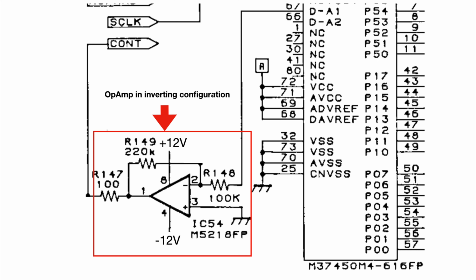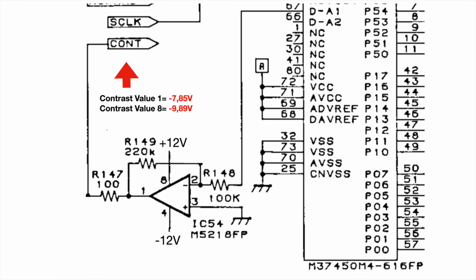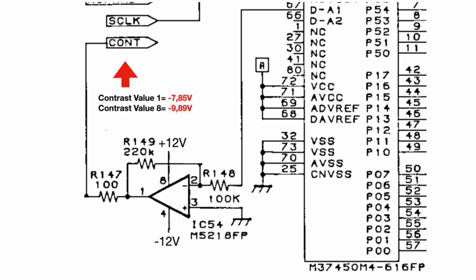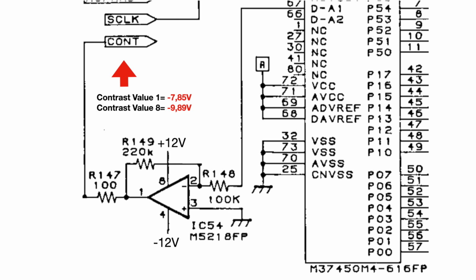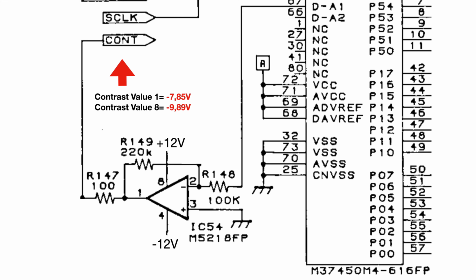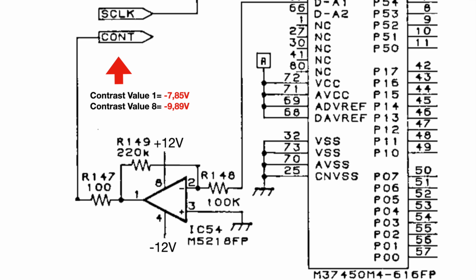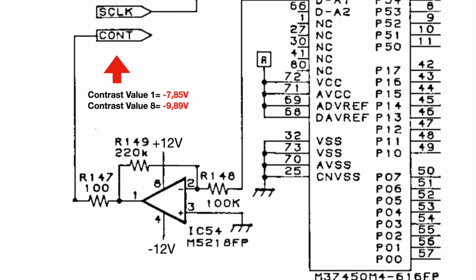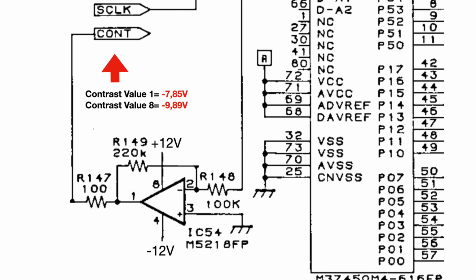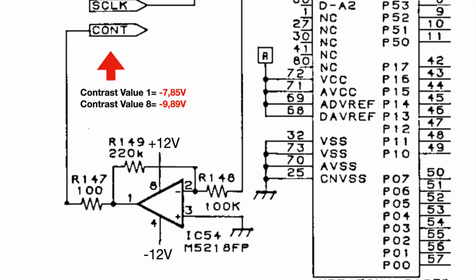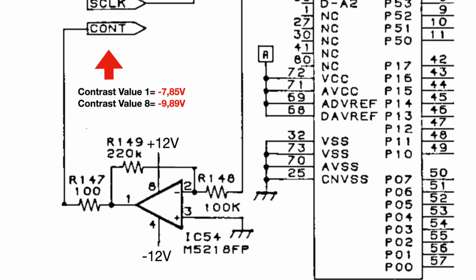This means that any positive input voltage is output as a negative voltage, with some multiplication or amplification factor, of course. I measured the output, and indeed, the positive voltage is converted in a negative voltage, which is needed by the contrast input of the LCD. Instead of the positive 3.73 volt for the contrast value 1, a minus 7.85 volt is output. And instead of a positive 4.7 volt for contrast value 8, a minus 9.89 volt is output. Yay! We know that a contrast voltage of minus 7.85 volt gives a good legibility of the LCD.